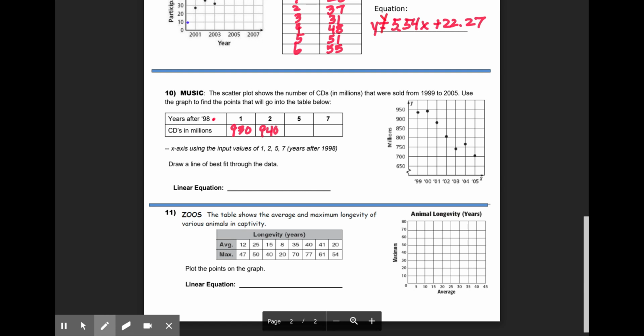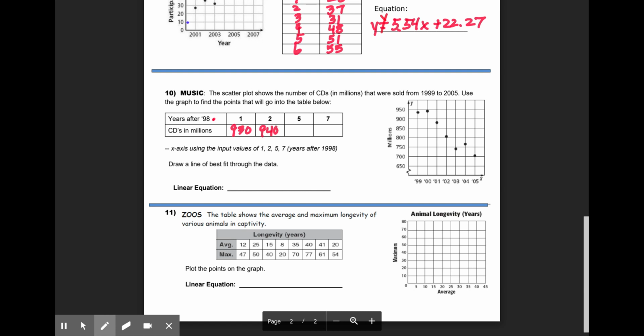Now, if you notice, they have skipped. So it's 1, 2, 5, and 7. So they skipped. Let's see. Number 2 was 2000. And so 01 would be 2001. 02 is 2002. 03 is 2003. 04 is 2004. And then 05 is 2005.